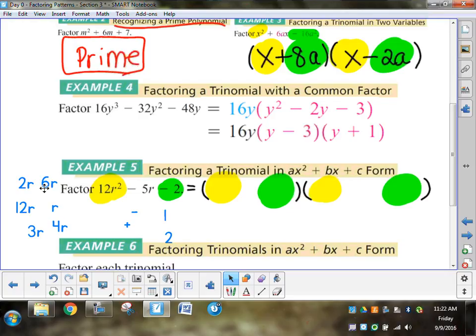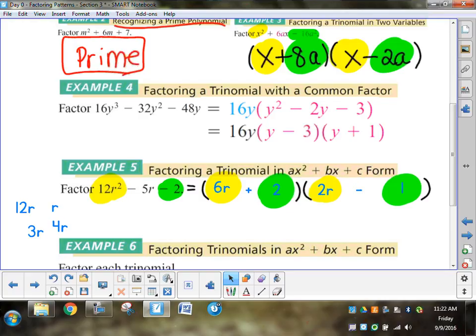So let's try this. I'm going to start off with a 6r here and a 2r here. I'm literally taking guesses. And then maybe a plus here and a minus here. And then I'll do, I don't know, a 2 here and a 1 here. Now, I took a guess, and I'm going to check to see if it works.